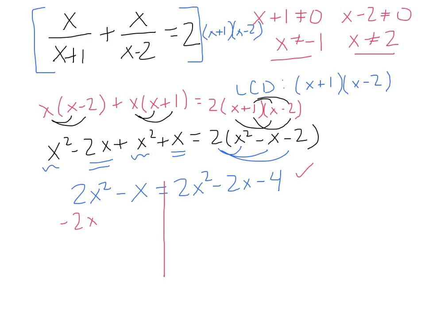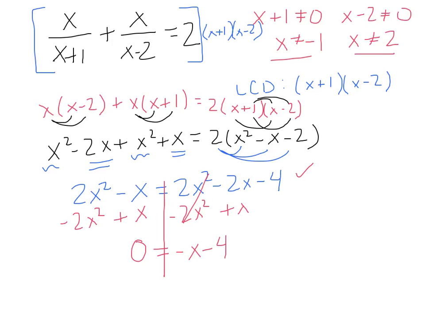So to move that 2x squared, I'm going to subtract it from both sides. To move the negative x, or minus x, I'm going to add x to both sides. So I'm going to end up with this equation: 0 equals, those cancel, negative x minus 4. So it actually doesn't work out to be a quadratic at all.